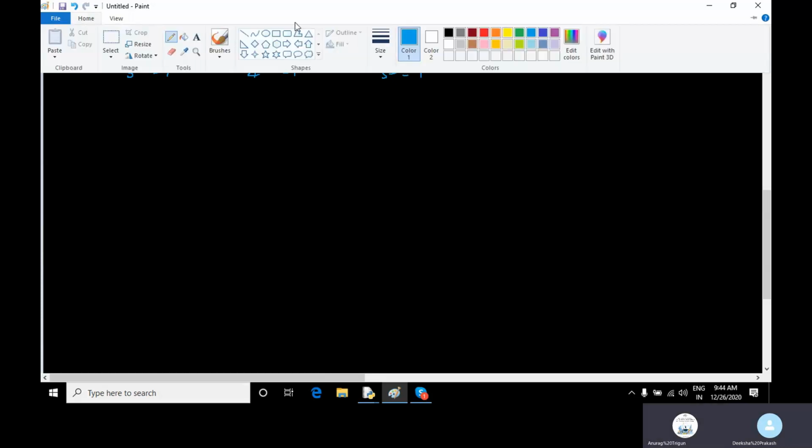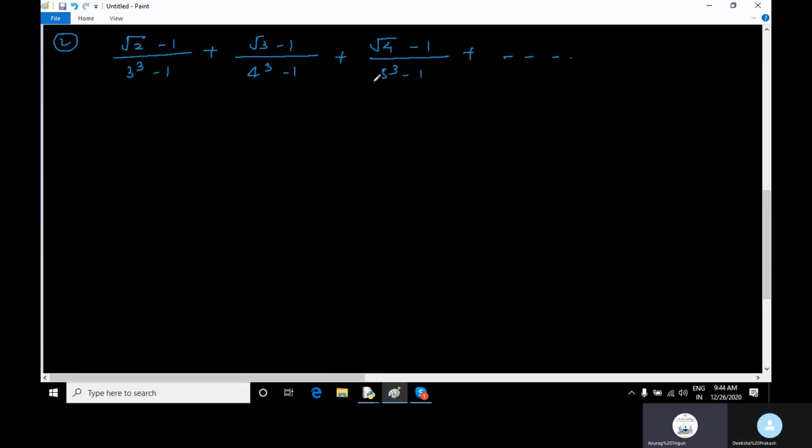So I'm given the first of that n stuff. Here you can write 2, 3 and 4, it's going on here, means square root of n plus 1, right? Minus this one, which is always 1, so the last term also will be 1 only, right? Divided by, this is 3, 4, 5, it's going here. So here n plus 2 to the power of 3, cube, minus 1. That is the a_n term.